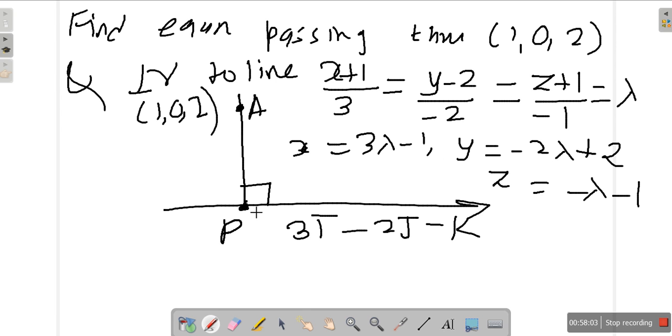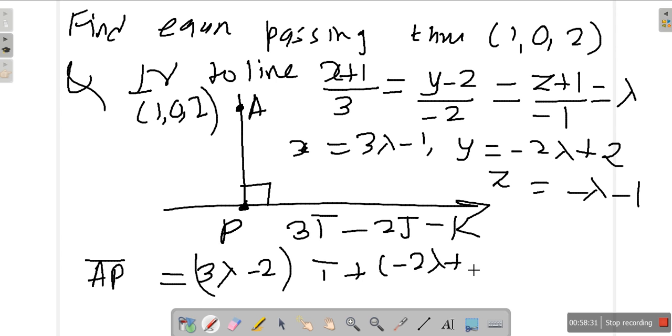The vector AP bar will be P bar minus A bar. So let me write the vector AP bar here, which is P bar minus A bar. So 3 lambda minus 1 minus 1, so that will be 3 lambda minus 2 i bar. Second is this coordinate minus 0, so minus 2 lambda plus 2 minus 0, so minus 2 lambda plus 2 j bar, and this minus 2, so minus lambda minus 1 minus 2, so minus lambda minus 3 times k bar. Right? So this is the vector AP bar.